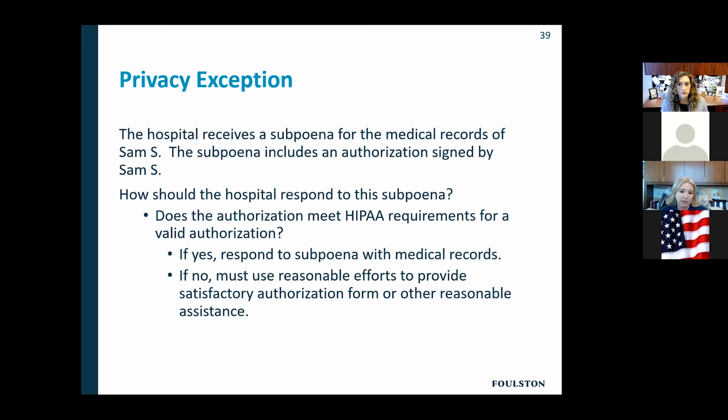We've got a fundamental change here with the information blocking rule, which says, you provider, if you don't think that authorization meets the HIPAA requirements, you have an obligation to try to get a satisfactory authorization form. So this could be you providers sending your standard HIPAA authorization to the patient and saying, hey, we got this authorization from your attorney, but it's missing one of the requirements. If you want us to send the records, please sign this.